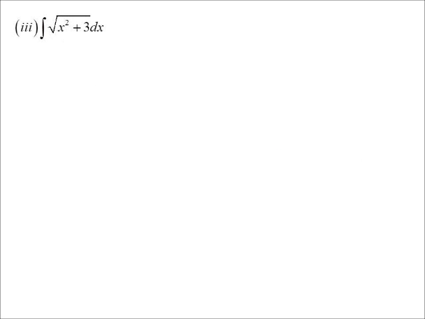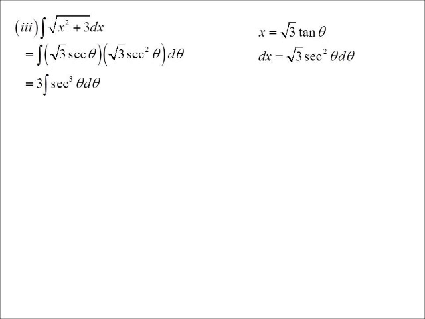Let's try this one. Oh, you're going to love this one, trust me. You love this one. Square root of x squared plus 3. This is a good one. Okay, we'll go x equals the square root of 3 tan theta. So dx is root 3 sec squared theta d theta. Sub in. Oh. Nice, I told you you were going to enjoy this. Yes, you've seen it already.